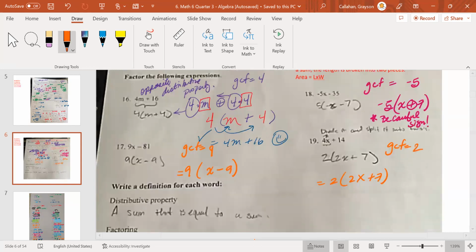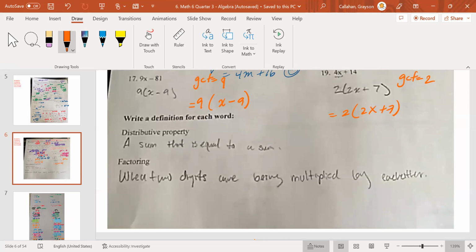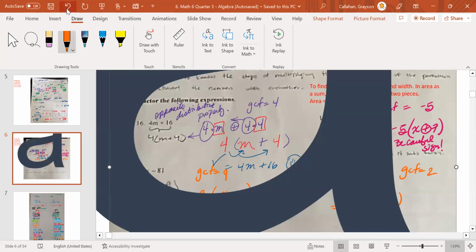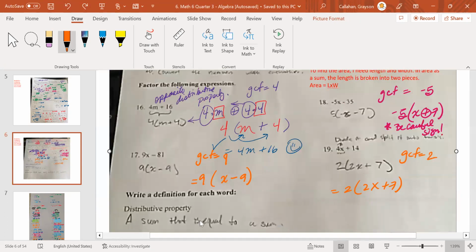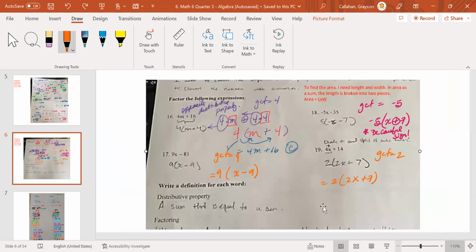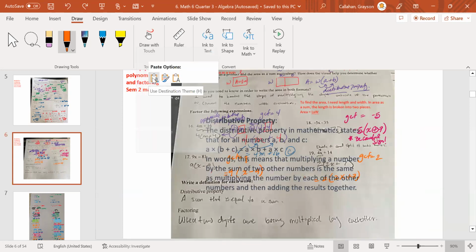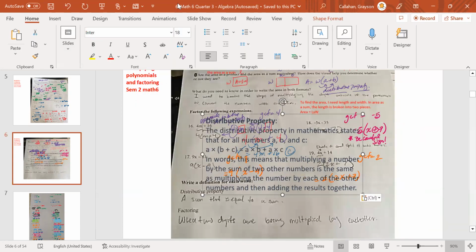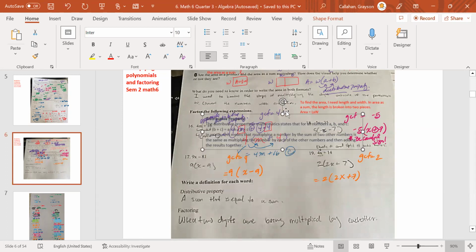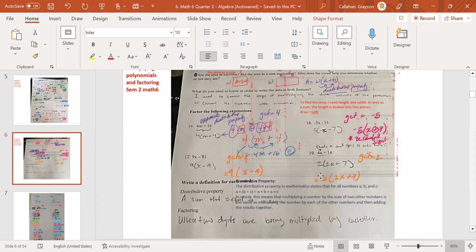So good job. Write a definition for each word. Distributive property. I don't think a sum that is equal to a sum, I don't think that's correct. So online, hello, this is really weird. Hold on a second. Let's see, where is that? So we went online to figure out what is the distributive property, and this is what was given to us. So let's minimize this.